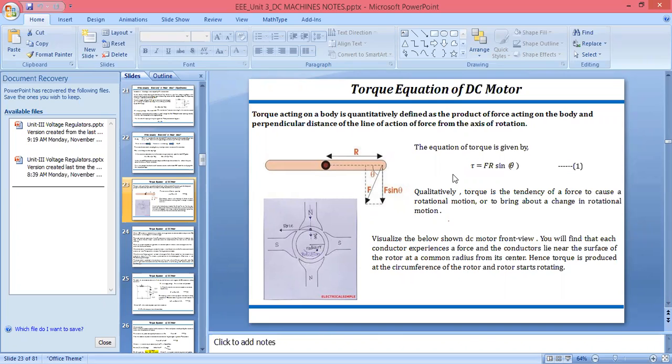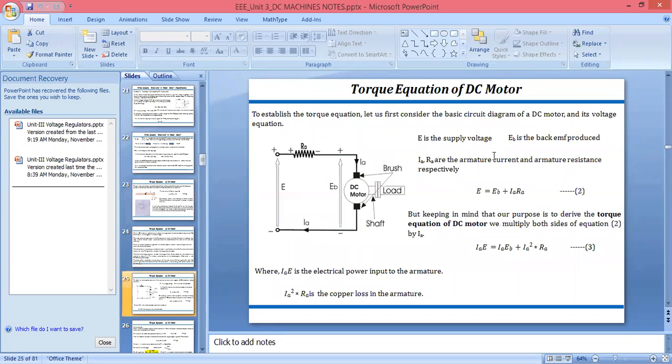So torque is equal to F into R into sine theta. Theta is nothing but the angle between the force and that perpendicular distance. So you will get the torque value. Then we have seen that when we apply KVL, you will get the value of E.